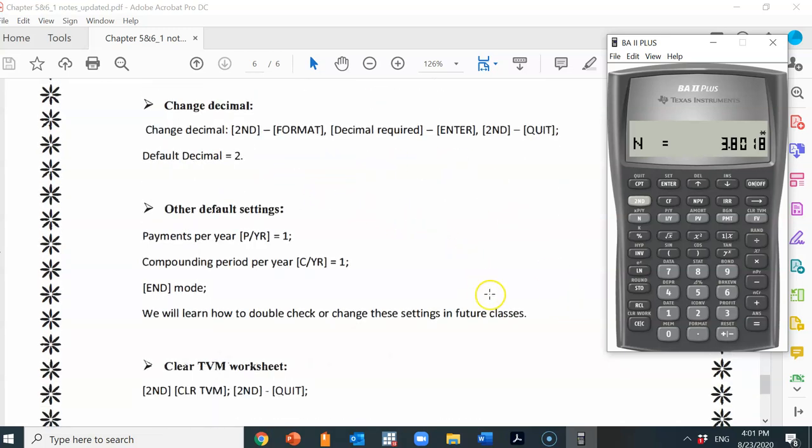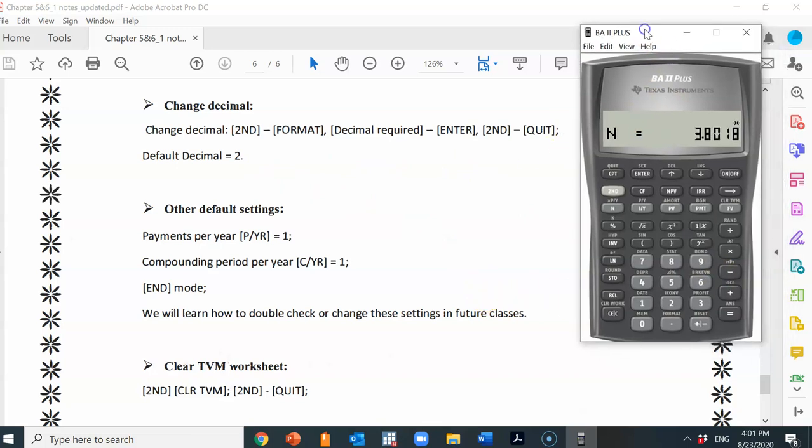I would like to introduce a little more of the financial calculator functions. Again, we can change the decimal. I'm showing this in the notes as well: we can change the decimal by pressing second, format. Then we input the decimal required, for example, 4, enter, second quit. So we can set the decimal to 4 decimals. By default, if you reset your calculator, the decimal is 2 if it's brand new.